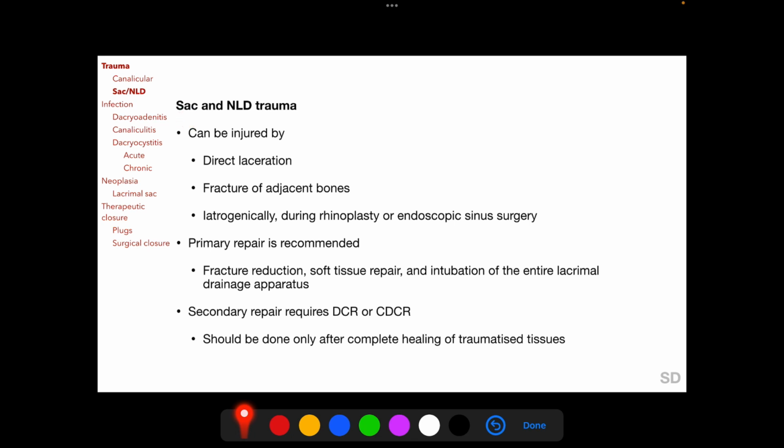Lacrimal sac and nasolacrimal duct can be injured by direct laceration, fracture of adjacent bones, or iatrogenically during a rhinoplasty or an endoscopic sinus procedure. Primary repair of such a trauma is recommended, which may involve fracture reduction, soft tissue repair, and intubation of the entire lacrimal drainage apparatus. If secondary repair becomes necessary, a DCR or a CDCR procedure may be required, but this should be done only after complete healing of the traumatized tissues.